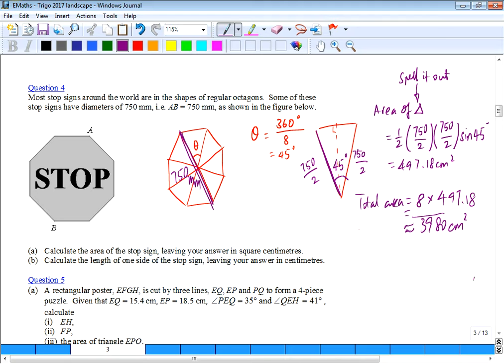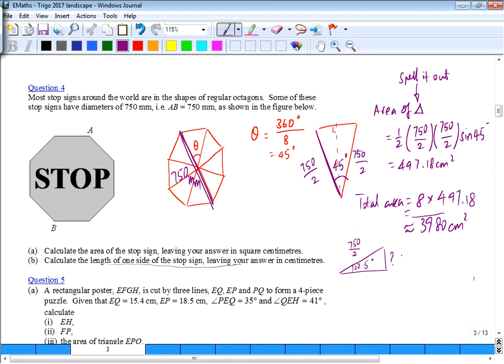So, Jingray, I assume you also couldn't do part B? Alright? Now, part B. Calculate the length of one side. That means this. How much is this? We can now use simple trigo. For example, we have the hypotenuse. We want to find opposite. And we have an angle. So it looks like this. 22.5 degrees. We want to find this. Hypotenuse is 750 over 2.